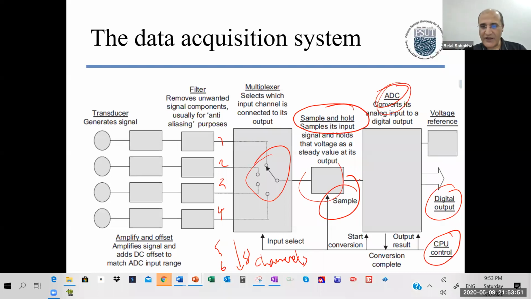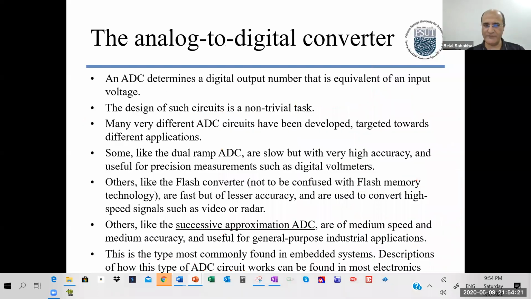Then the value you sampled and held here, you give it to the analog to digital converter. It converts it into a digital number. If it was a 10-bit ADC, you get a 10-bit digital number. If it was an 8-bit ADC, you get an 8-bit digital number in some register. Now, what happens inside here? You can do the conversion from this sampled voltage into a digital number using different ways.